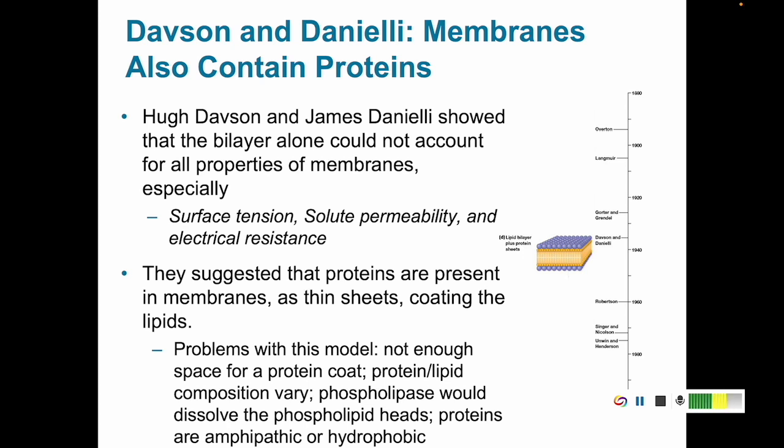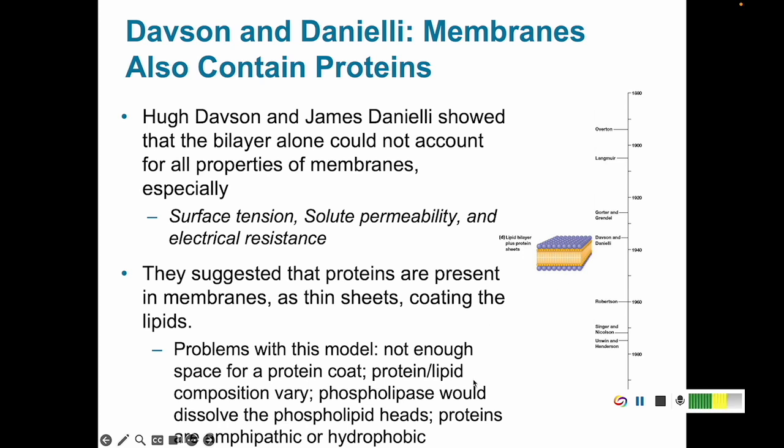Starting to get closer, but you're still not quite there. There's still some problems with the data that don't quite fit this. So one would be that there's not enough space for a protein coat. When scientists started measuring how much space there was between 2 neighboring cells, there was room for the phospholipids of a membrane, but not if you started adding proteins on either side of it.